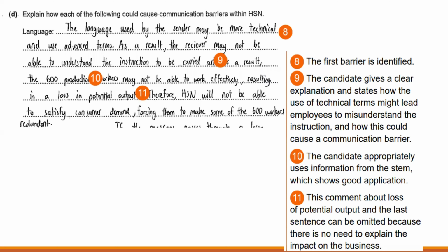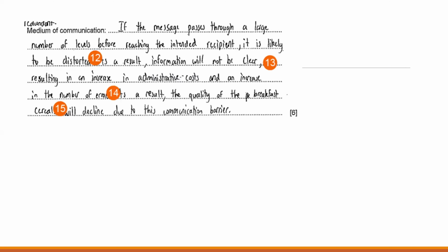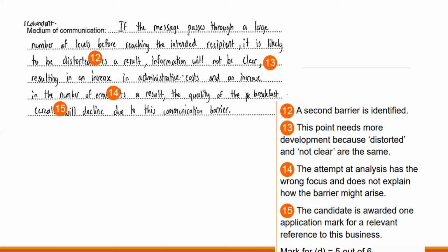Now, in both points, one used 600 production workers and the other used breakfast cereal. So that's fine. Why did this person get 5? Because they're not telling us this point needs more development. Distorted and not clear are the same thing. It's just a fancier word for not clear. The attempt at analysis has the wrong focus and does not explain how the barrier might arise.